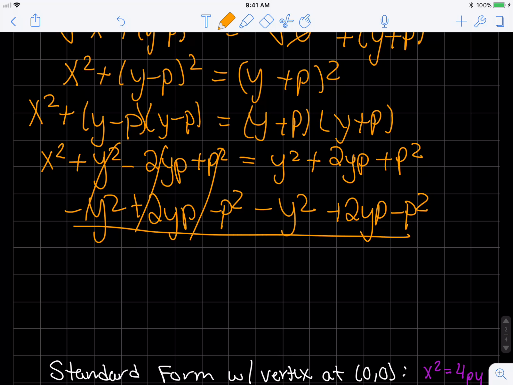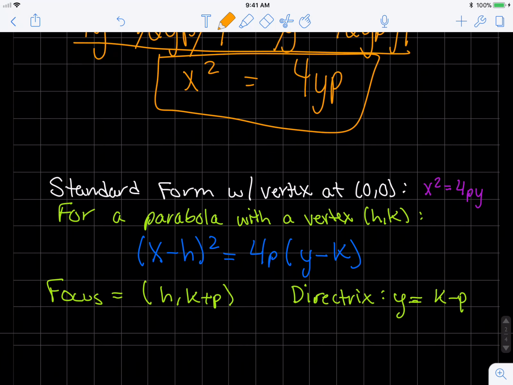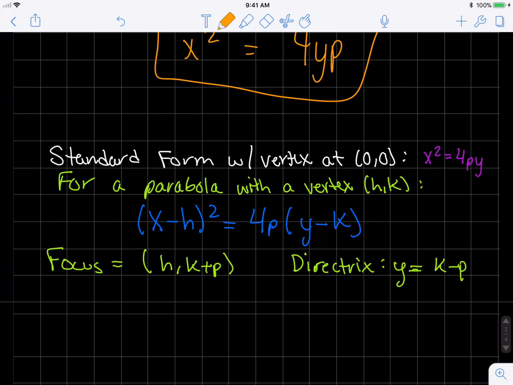From that, we see that y² − y² is 0. 2yp + 2yp is 4yp. And p² − p² is 0. So we're left with x² equal to 4yp. Now this is the standard form of a parabola with the vertex at (0, 0).